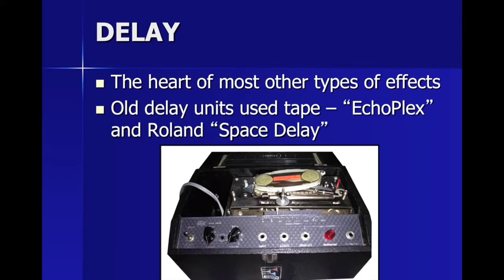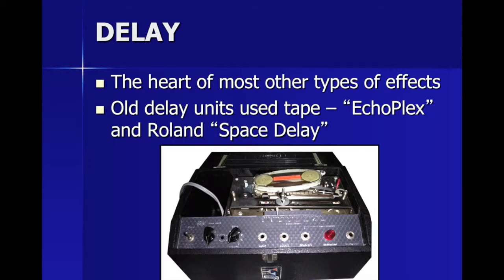So this is an example of an old tape-based delay unit. It was called an EchoPlex. Roland made one that was kind of similar called a Space Delay. And the way it worked is there was an endless loop of tape, which is sitting here on these reels, and the tape would come out, go through a pinch roller, and it would pass across the record head first, and whatever the signal was that was coming into the unit would get recorded onto that, and then the tape would travel by and go across the playback head.